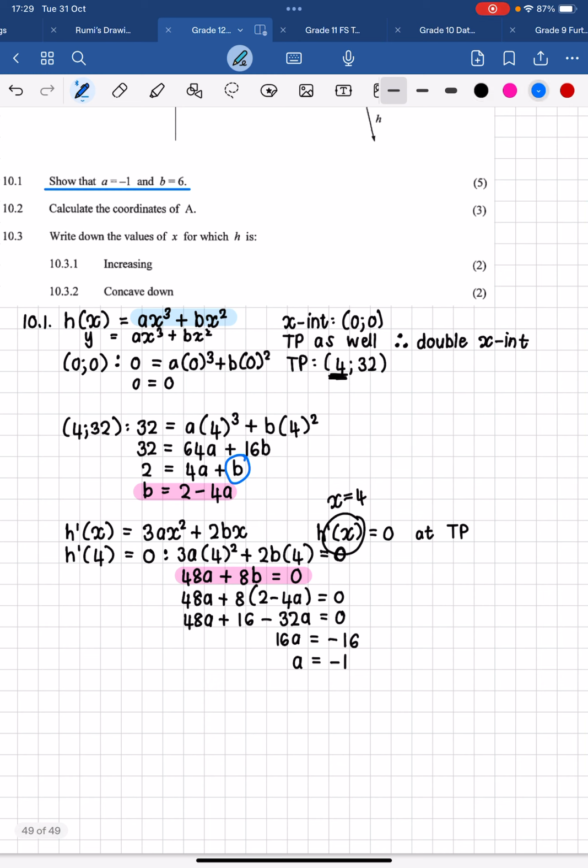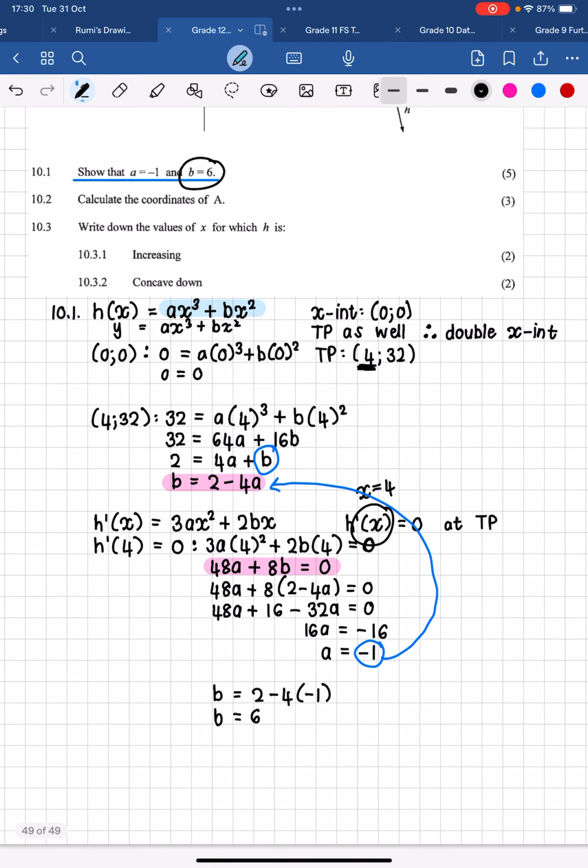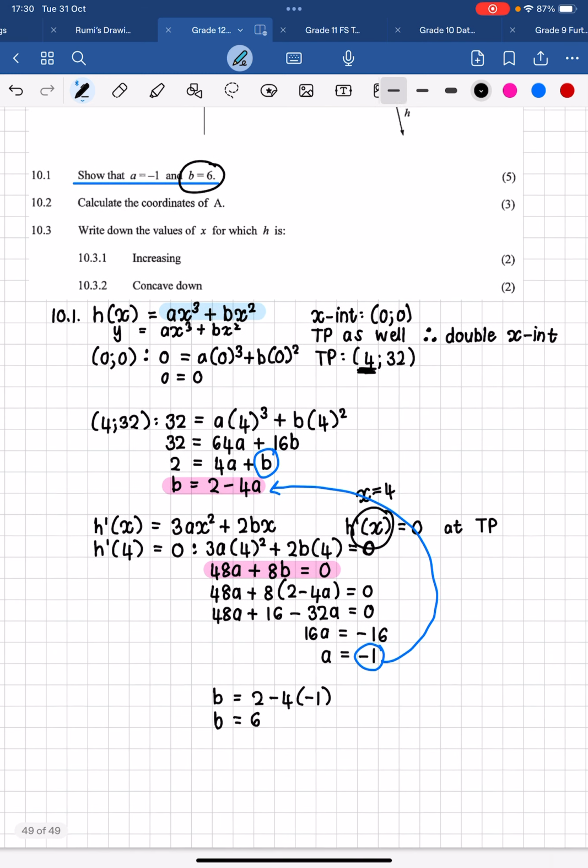Now, once we have our a value, to get our b value, we need to go back to the previous equation where we made b the subject, and we need to sub that a value in. So now we're going to say b is equal to 2 minus 4a, right? But a is now negative 1. So this is going to give us 2 minus 4 times negative 1, 2 plus 4, right? So 2 plus 4 is 6. And that is also what they asked us to get in the question. Show that b is equal to 6.